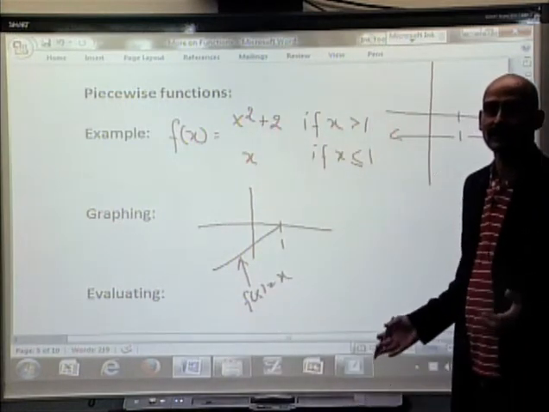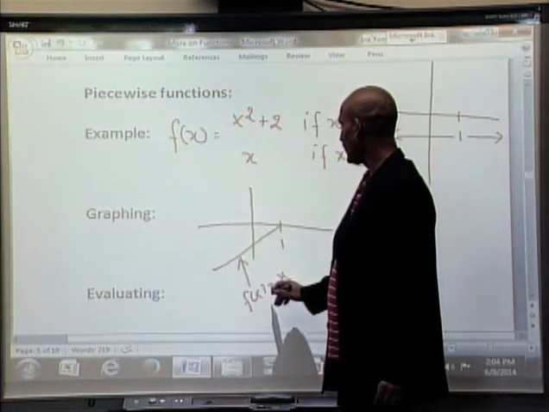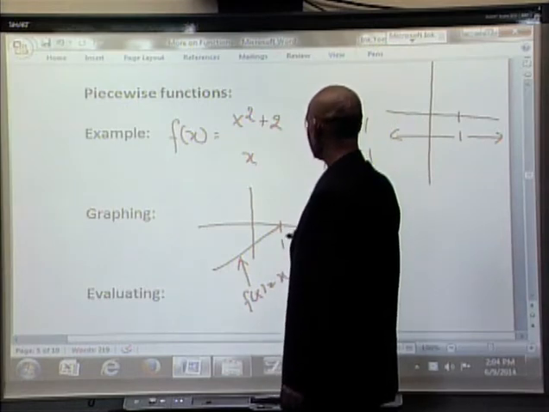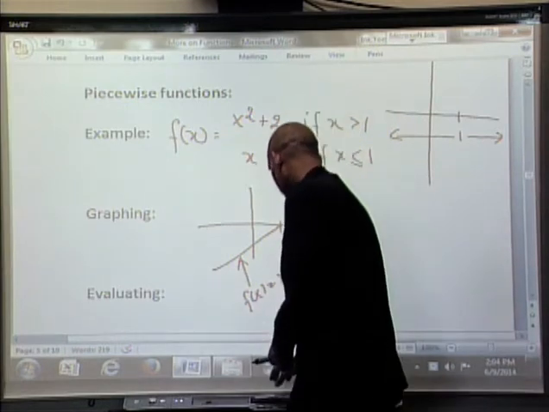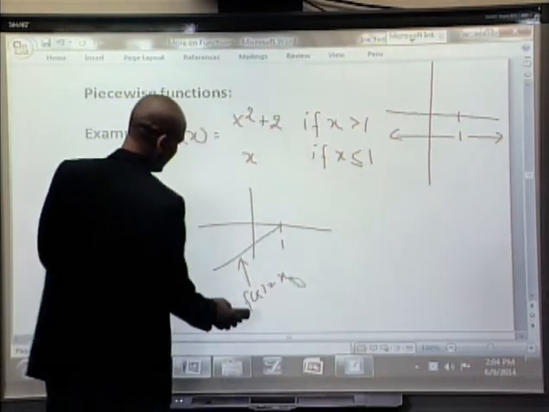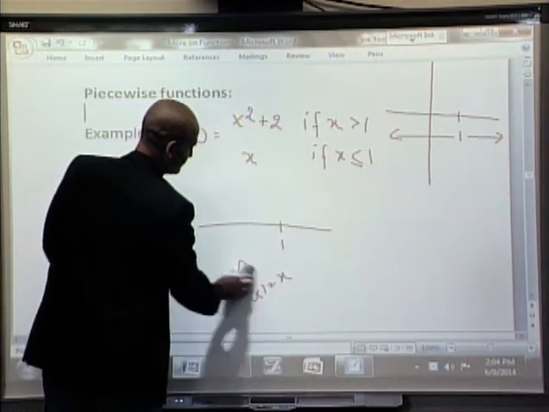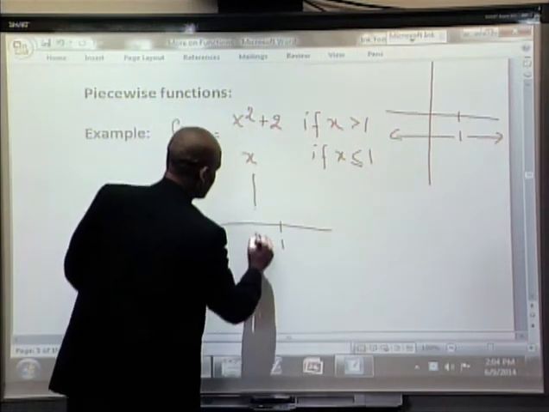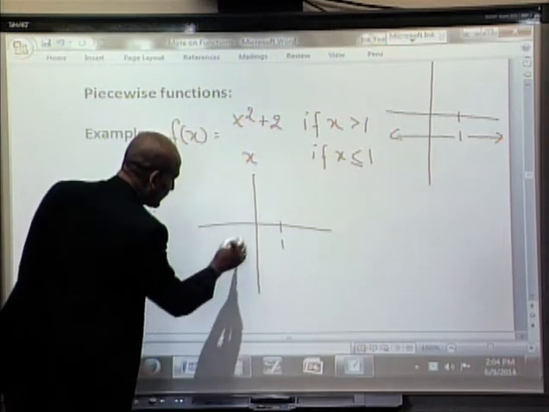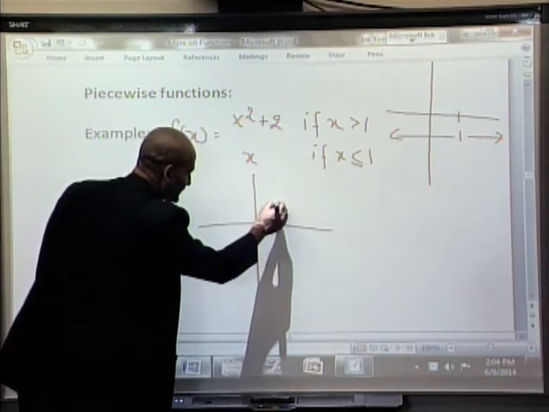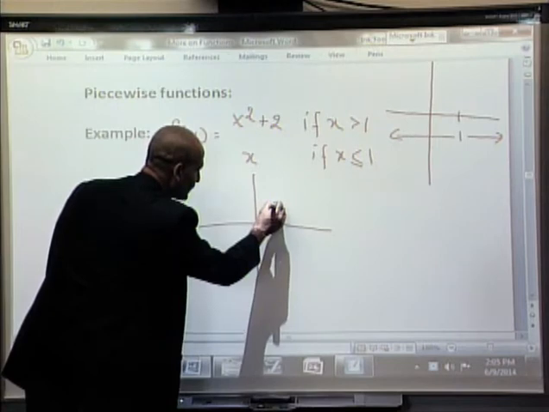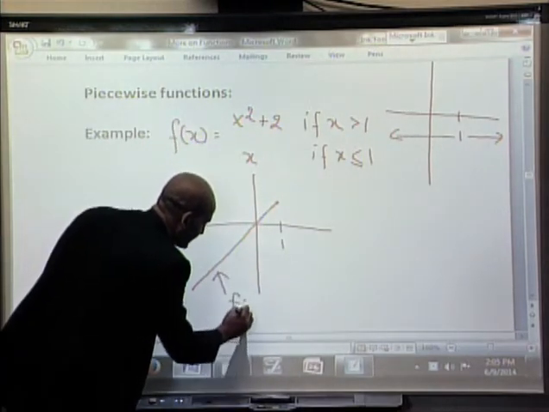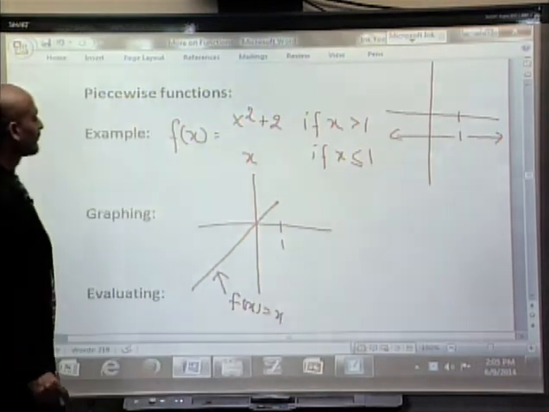We know how to graph a single function. Below x equal to 1, graph f of x equal to x. F of x equal to x means when x equal to 1, y should be 1 also. So, the graph of f of x equal to x should look like this.